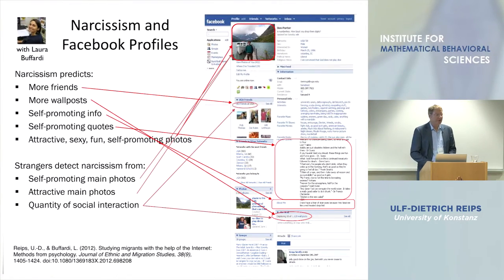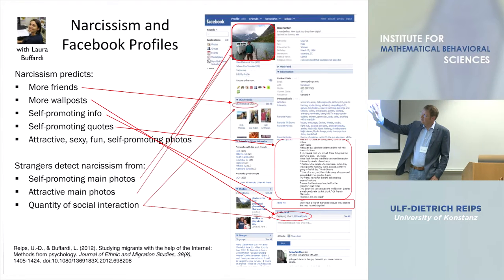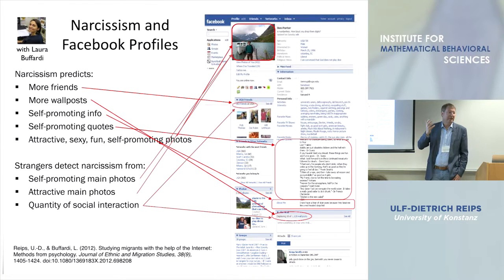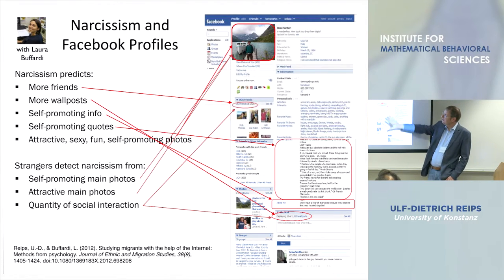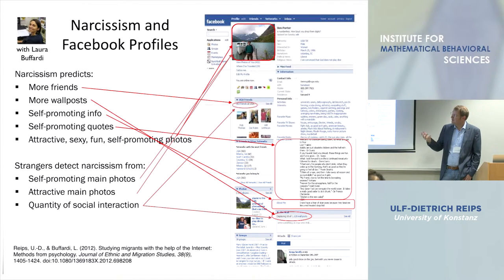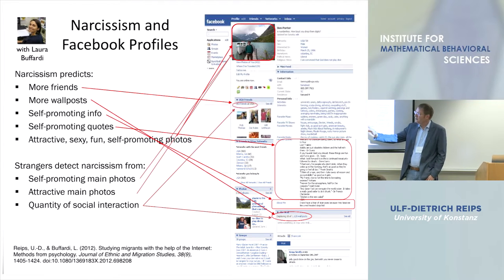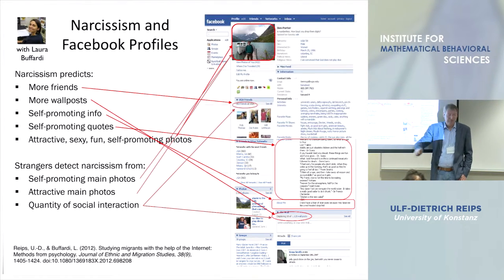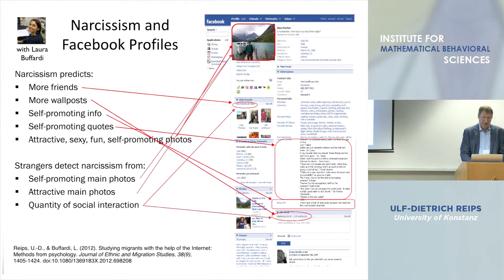On to Facebook. We've been doing some research on the personality trait of narcissism and how you would detect narcissism on Facebook profiles. So narcissism, we found in this research, predicts that people would have more friends, more wall posts, more self-promoting info. I mean, that's relatively obvious, right? And more attractive pictures and so on. But we also found that if we ask people to look at profiles and then make an assumption of how narcissistic this person is, we are pretty good at that. So from these factors, we're pretty good at predicting whether somebody is actually narcissistic.